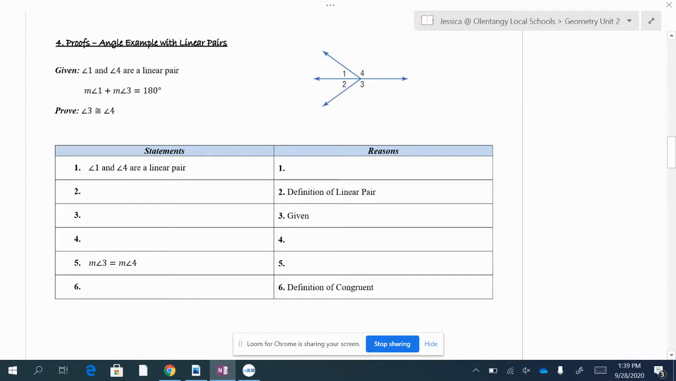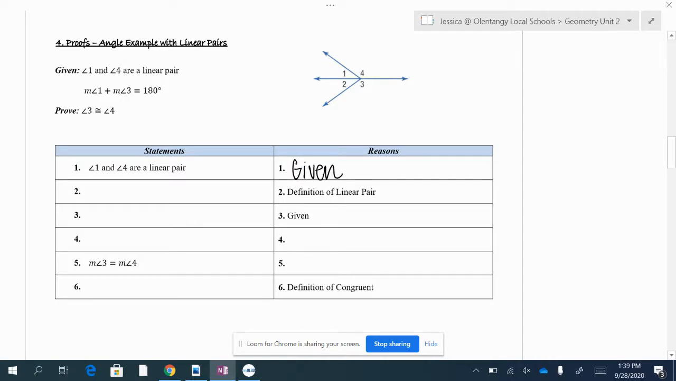All right, and then the last one, we are given that angle 1 and angle 4 are a linear pair. So if we look in our picture, angle 1 and angle 4, we can see that they are a linear pair. And we are also given that measure of angle 1 plus measure of angle 3 equals 180 degrees. And we are trying to prove that angle 3 is congruent to angle 4. So angle 1 and angle 4 are a linear pair. That is given to us.